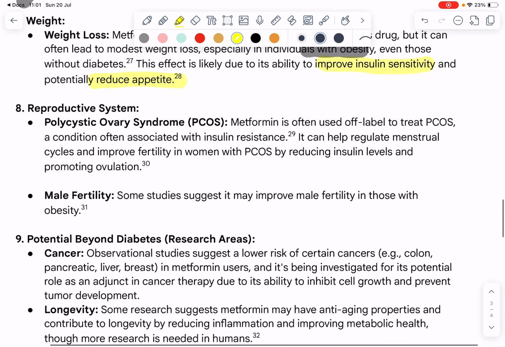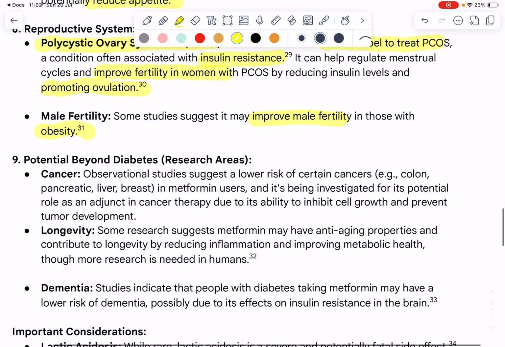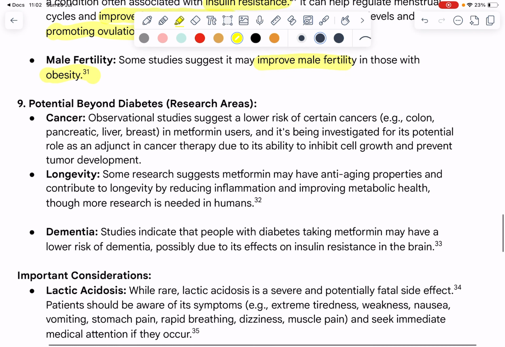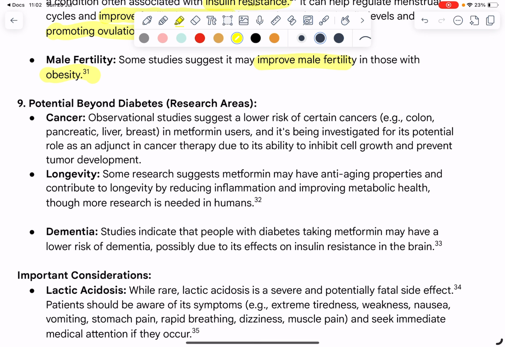Next, moving on to the reproductive system. It is more helpful in polycystic ovarian syndrome, that is PCOS. It is used off-label to treat PCOS, where the condition is mainly due to insulin resistance. Once you give metformin, the insulin sensitivity will increase and it will further improve fertility in women and promote ovulation. It has also been said that it will improve male fertility as well, especially in obese patients.